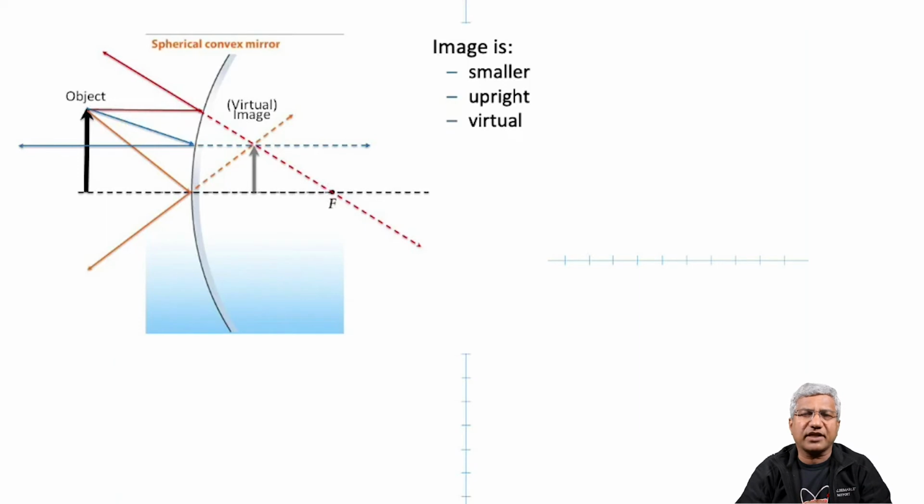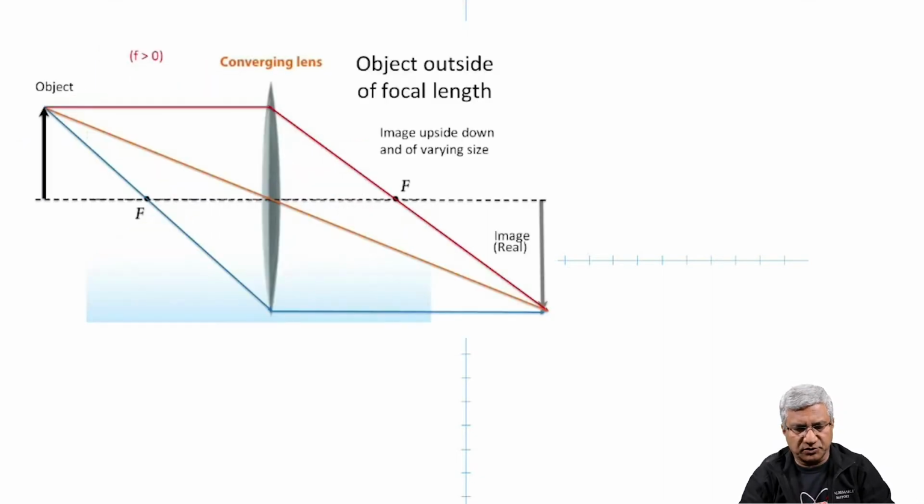So a convex mirror is a diverging mirror, and it can only produce a virtual image. This is a virtual image. So just like the plane mirror, a convex mirror can only produce a virtual image. But notice, the size of the image is smaller than the size of the object, and the image is upright. That is a convex mirror.